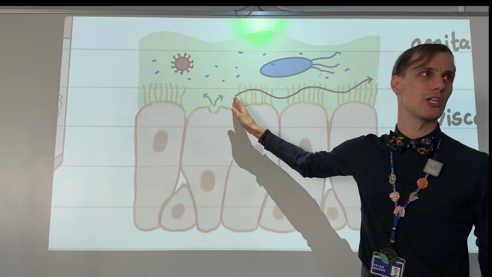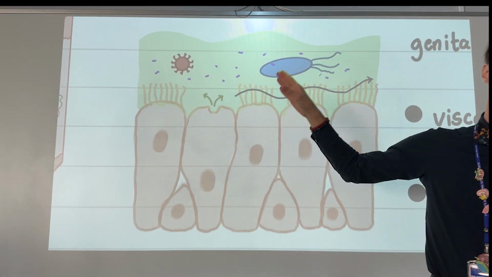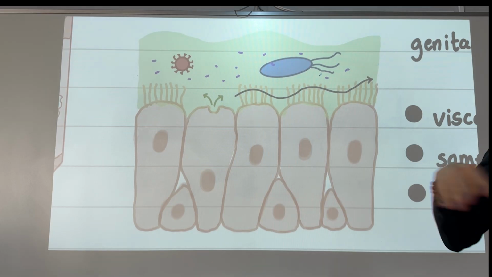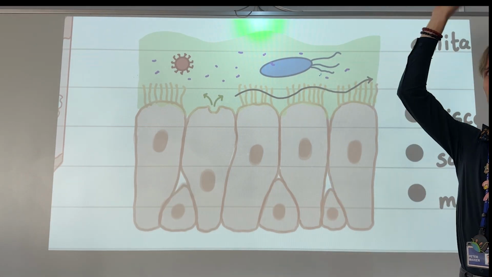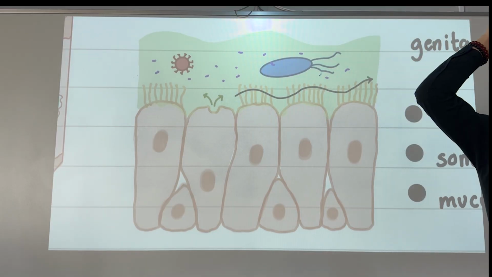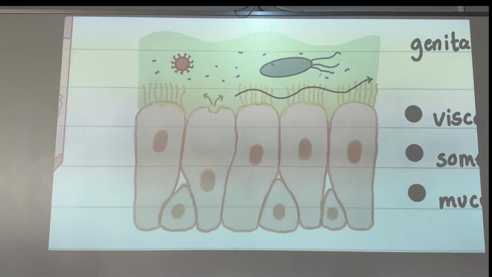We definitely don't want exchange here. That's the opposite of what we want. We want to move things out. So this is effectively like crowd surfing. There are literally a bunch of cilia moving the mucus, with all the stuff trapped inside of it, out of the body.